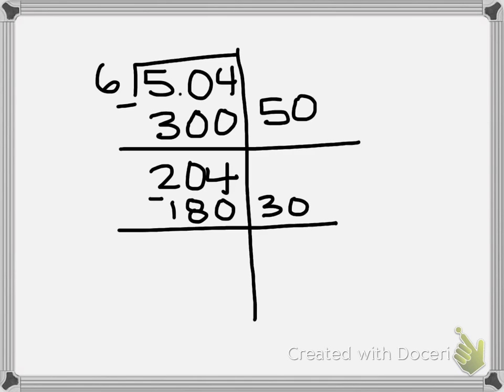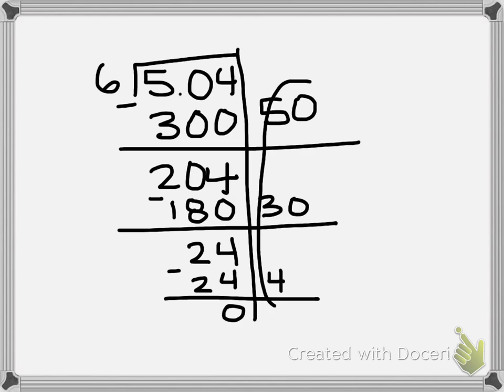Okay, let's see. What is our remaining dividend here? 24. 6 into 24, that's an easy one. That's 4, right? That equals 24 with no remainder. There we go. So our answer would be 50 plus 30 plus 4, so that would be 84. So I'll put that answer in here.